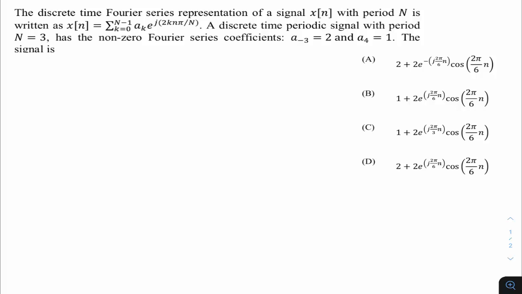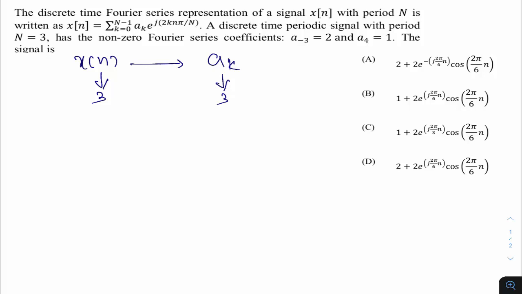The speciality of the DTFS and the DFT is that in the time domain and frequency domain, both signals are periodic with the same period. In other words, if x of n is the signal and its DTFS is a of k, and x of n is periodic with 3, that means this a of k is also periodic with 3 samples.